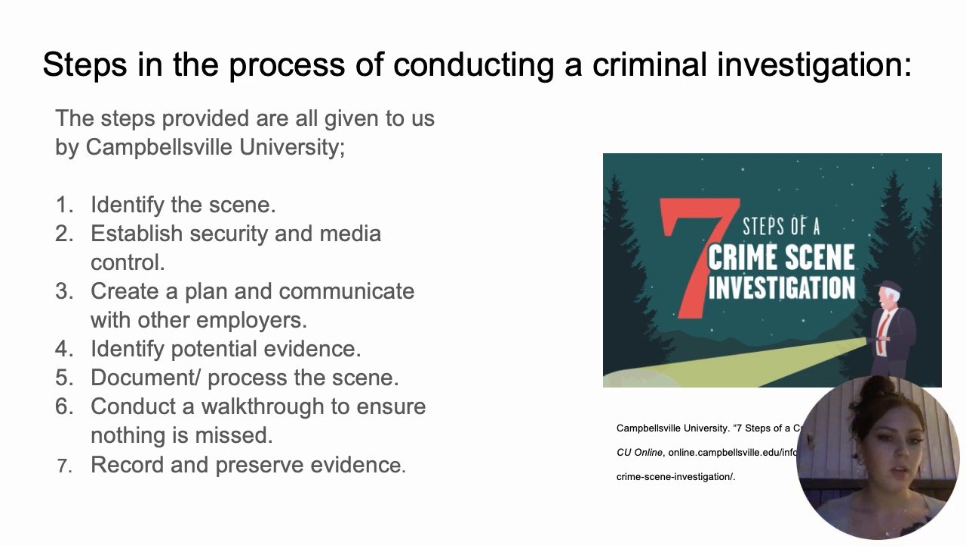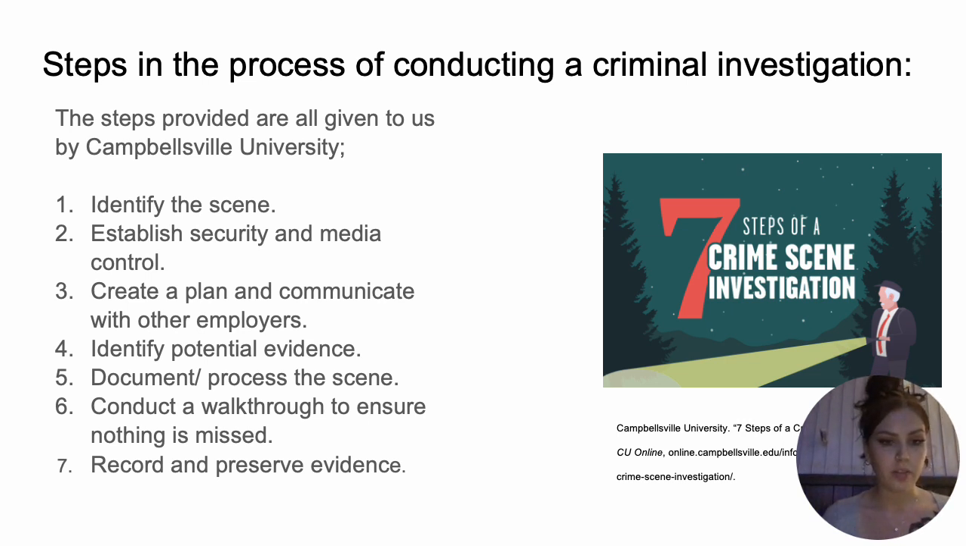The steps in the process of conducting a criminal investigation. These steps are all provided to us by Campbellsville University. Number 1, identify the scene. This is where you locate the main point. If there's a victim, you establish a perimeter large enough to contain any relevant evidence. Number 2, you establish security and media control. Number 3, create a plan and communicate with other employers. That's pretty self-explanatory. This is when you determine the type of crime, and you make a plan of what you're going to do after the investigation.